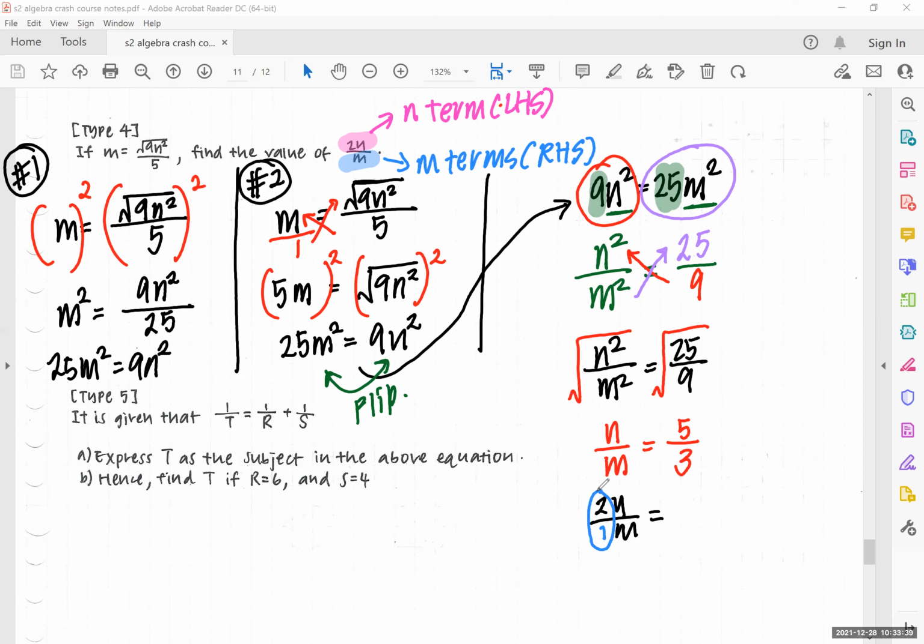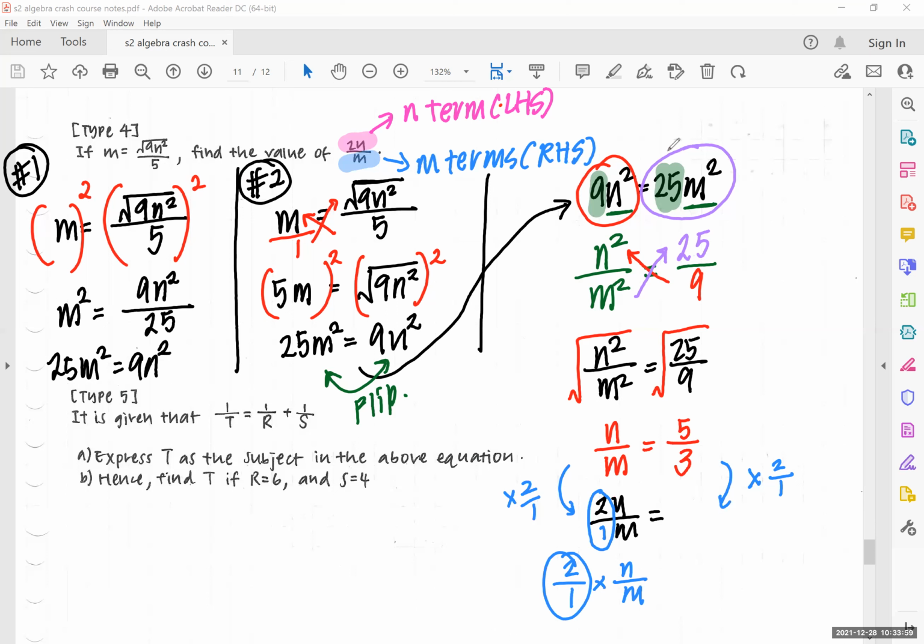Understand? So it means that to get over here, I need to multiply by 2 over 1. And to get over here, I need to multiply by 2 over 1. You all get it? Because this means it's actually 2 over 1 times n over m. So this is the person that I need to introduce. So 5 over 3 times 2 over 1, what do you all get?